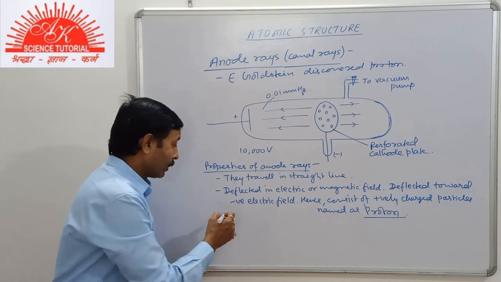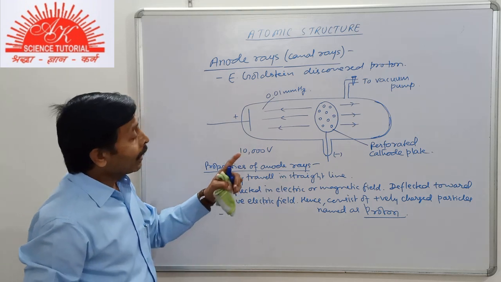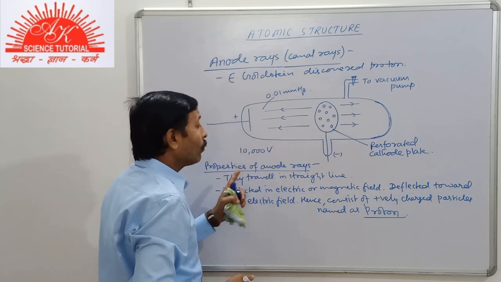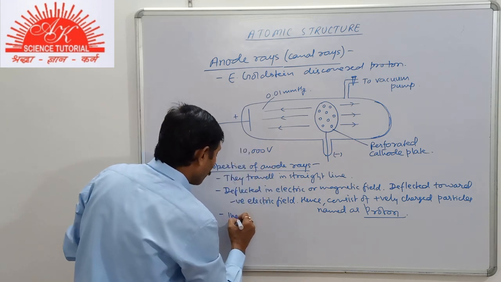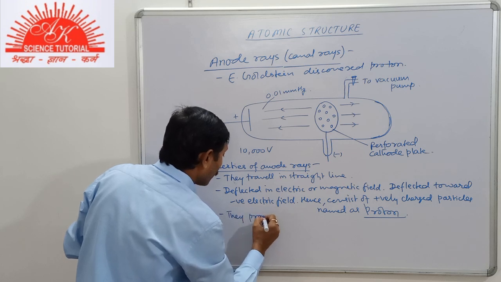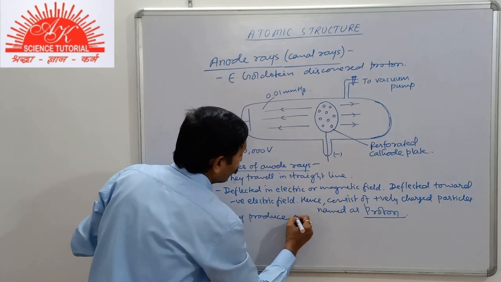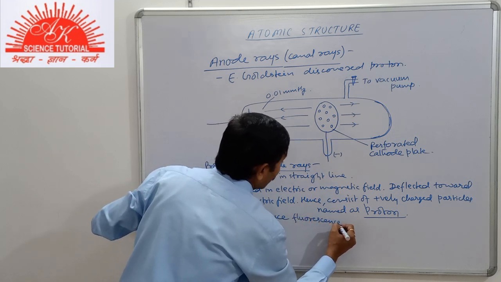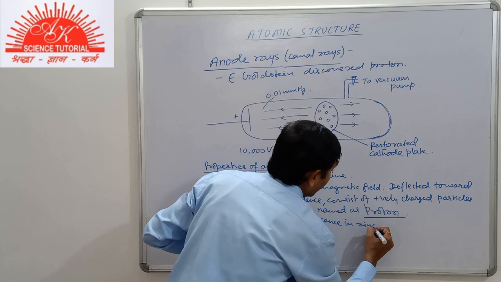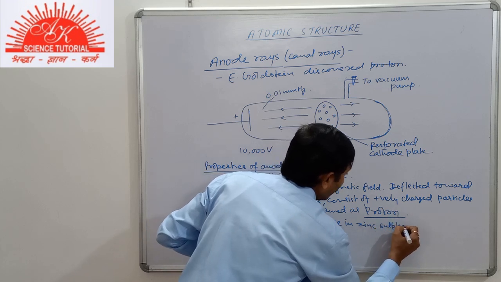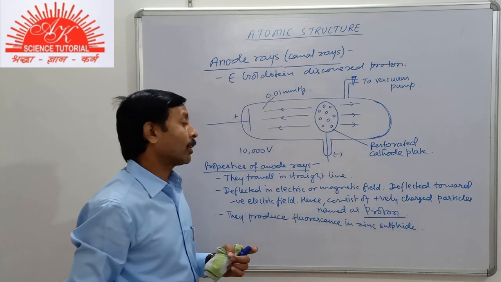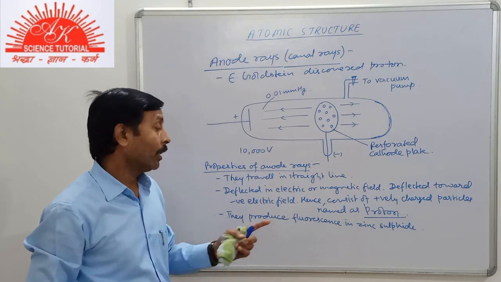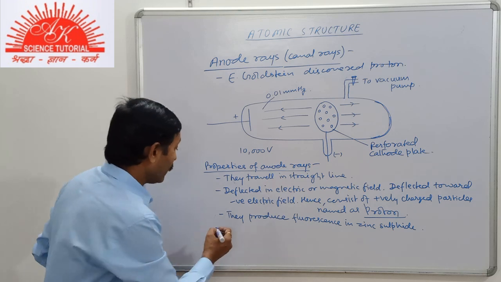Third, anode rays produce fluorescence in zinc sulfide. The same was studied while studying the properties of cathode rays, so they have a similar property.